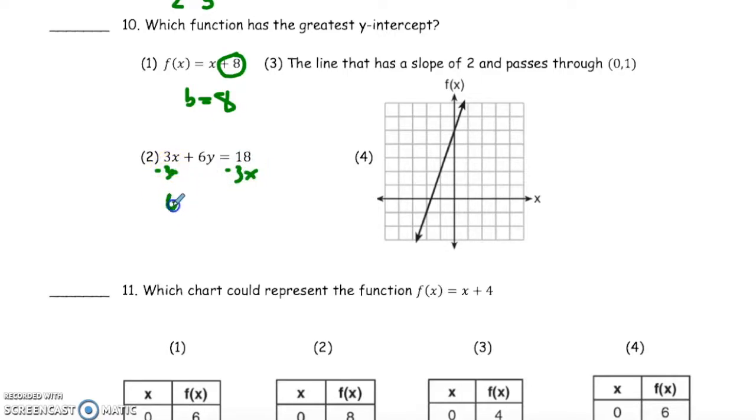So we have 6y is equal to negative 3x plus 18.